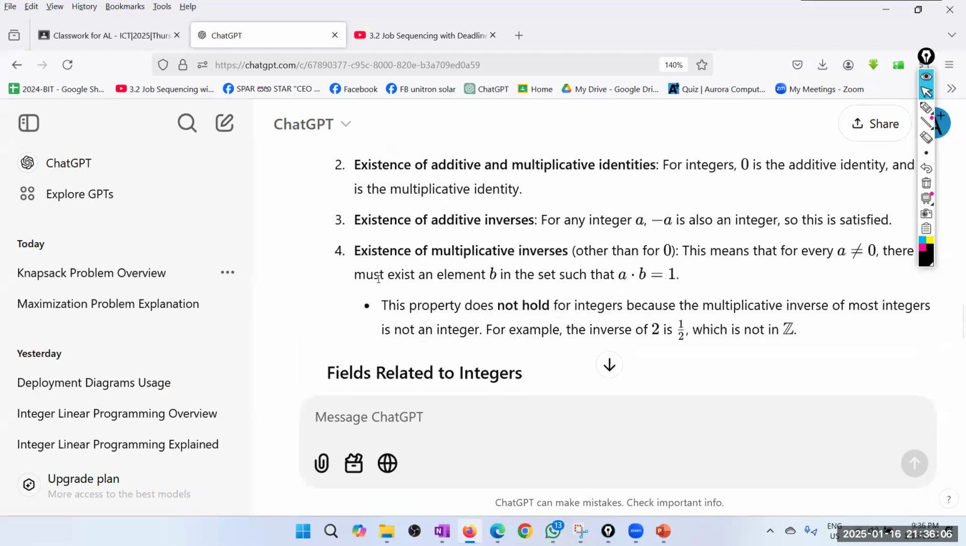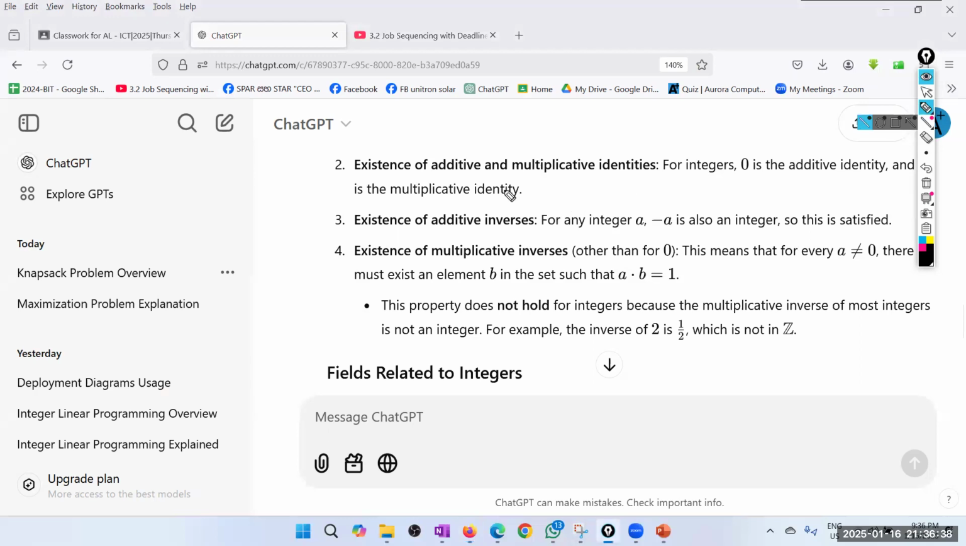ඒ property හරි. තාම field එකට ඕන properties satisfy. Then additive inverse is also there. If you have plus 5, additive inverse is minus 5. If you have minus 3, additive inverse is plus 3. ඒකත් අවුලක් නෑ. තාම satisfy කරනවා. Then what about the multiplicative inverse? So that means when you multiply a number by another number, you must get 1.